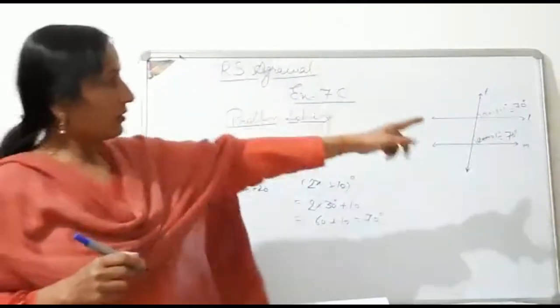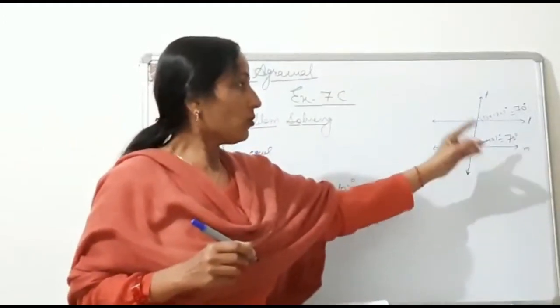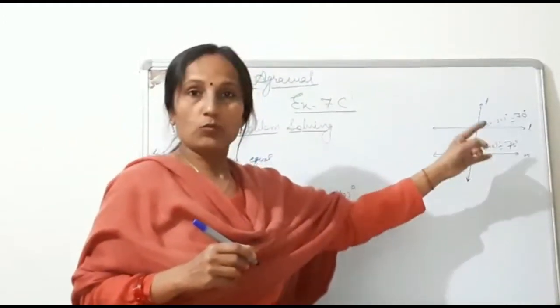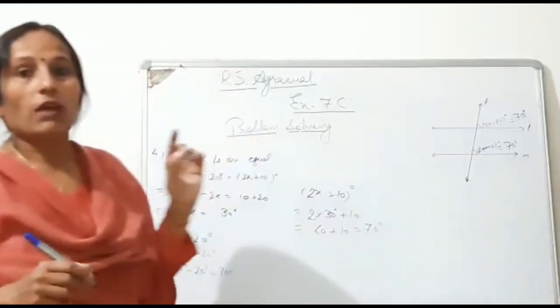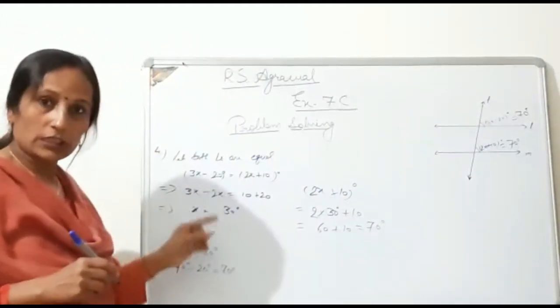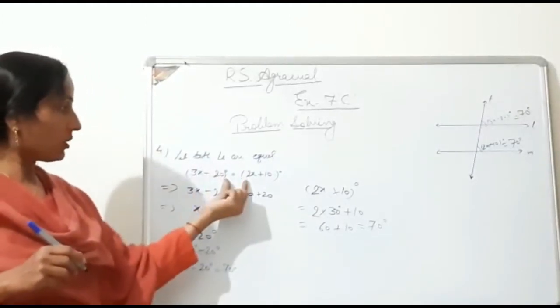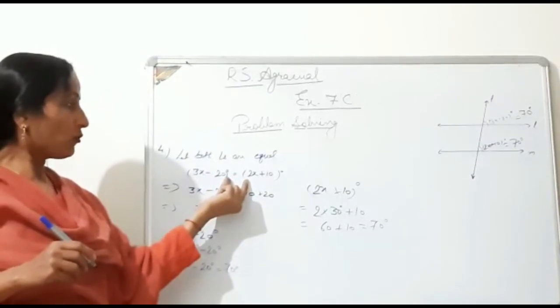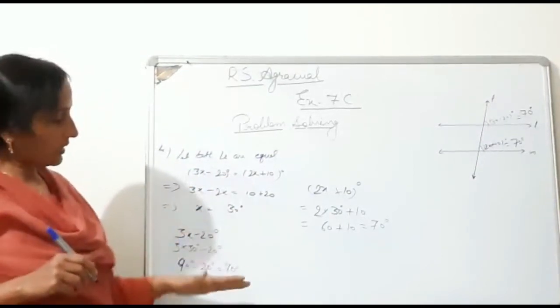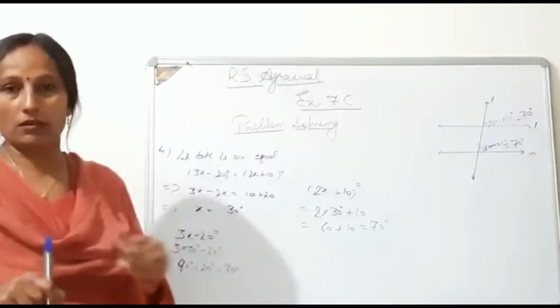So both are 70 degree, both the angles are equal. So lines L and M both are parallel. It means if x has value 30 degree, then both the lines will be parallel. So that's why we kept both equal earlier, because we have to find out the value of x. So like this we can find out that the value of x is 30 degree and both lines are parallel.